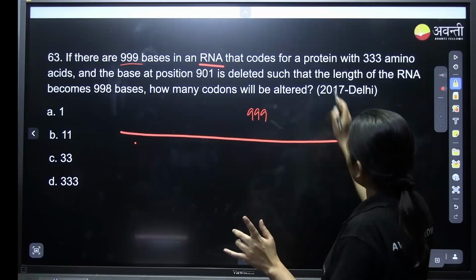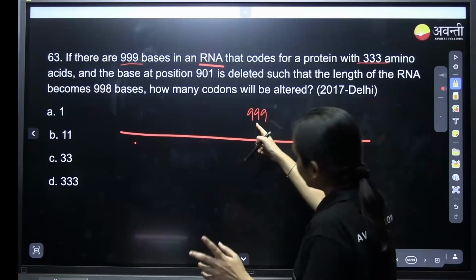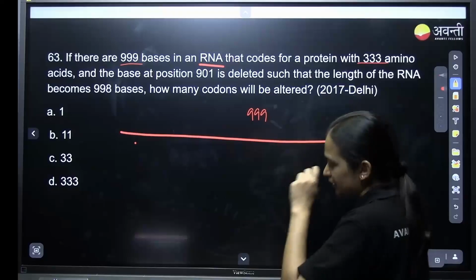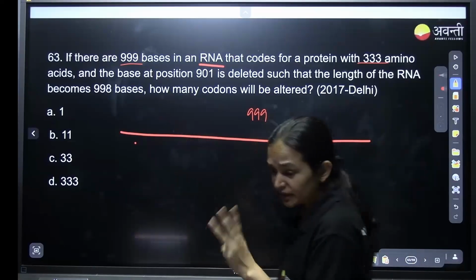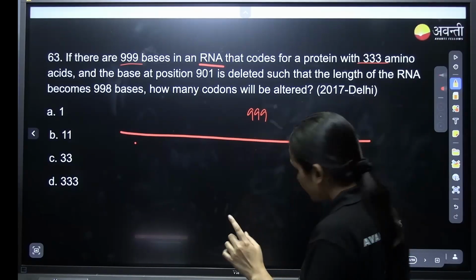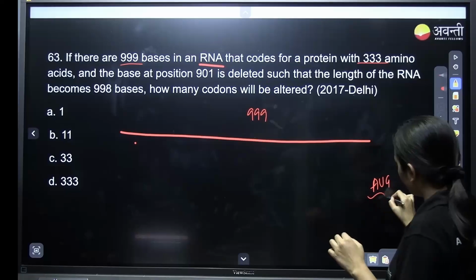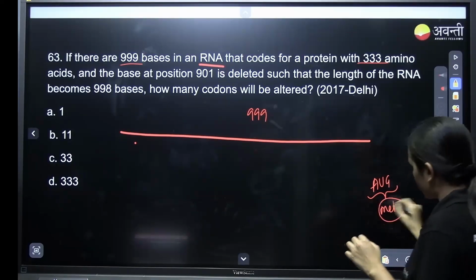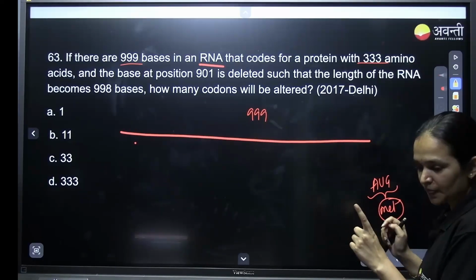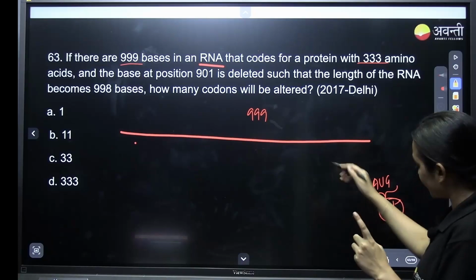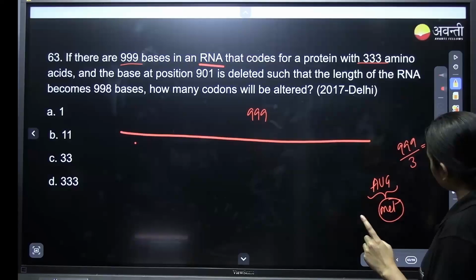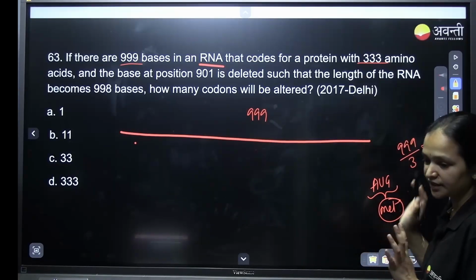So it codes for the protein with 3 bases coding for 1 amino acid. Sorry, not base pairs, bases. 3 bases code for 1 amino acid, for example AUG, these 3 bases code for 1 amino acid, that is methionine. So 999 divided by 3 is 333, and they have given 333 in the question.